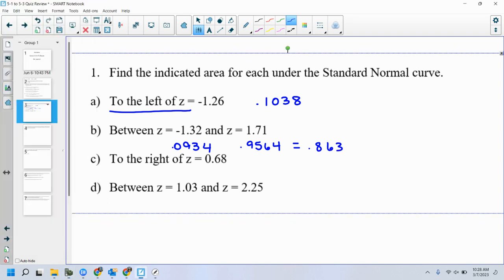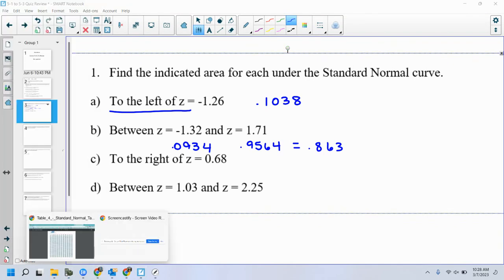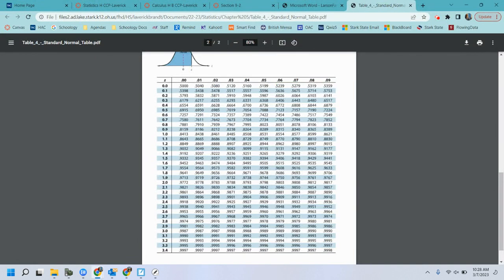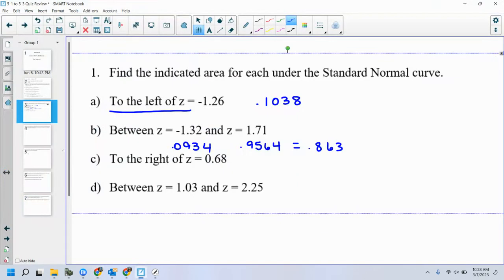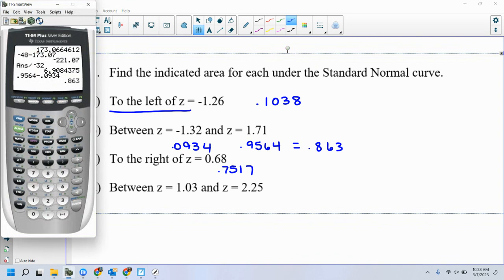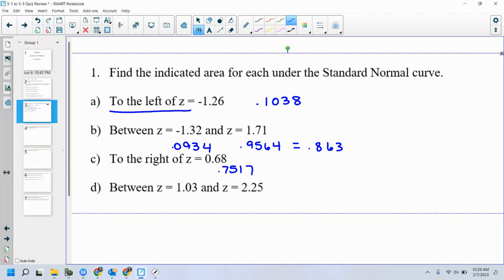Okay. To the right of 0.68. Now the area at 0.68 to the left, 0.68 all the way over here, is 0.7517. Remember, that is the area to the left, correct? So how do I find the area to the right? 1 minus 0.7517 is 0.2483.